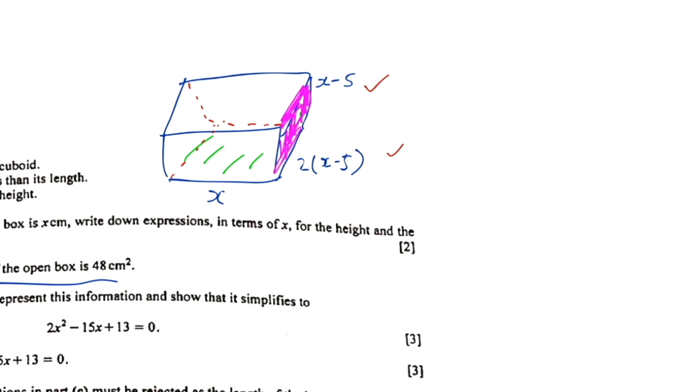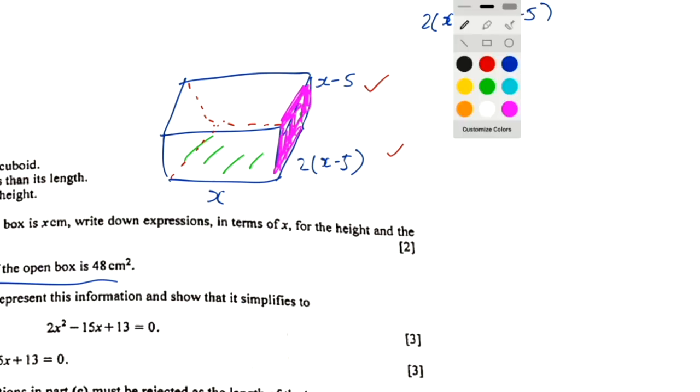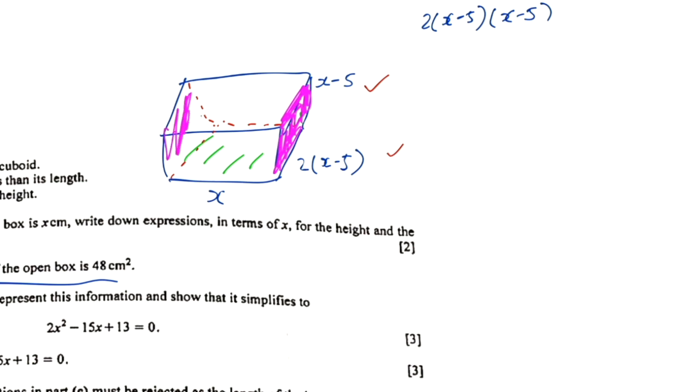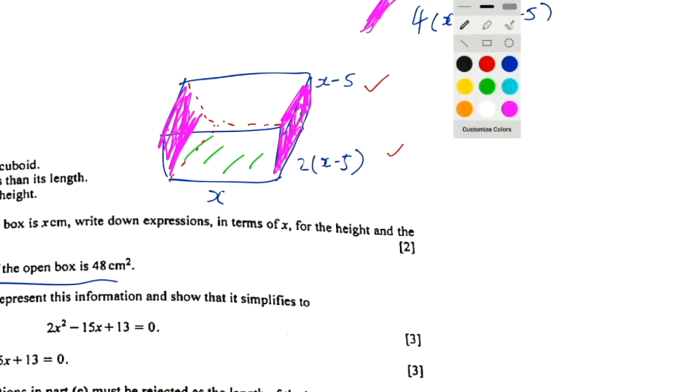Can you tell me what is the area of the purple color side? 2x minus 5 times x minus 5. Yeah, so this is one of them. How many are there? There are two of them, two sides, because this side is also purple. So we times 2, and this becomes 4. Okay, so purple is settled.